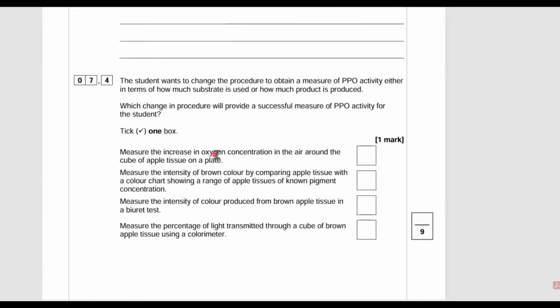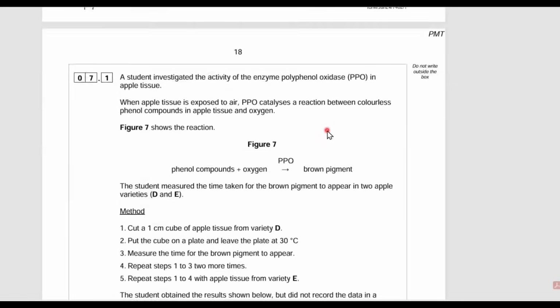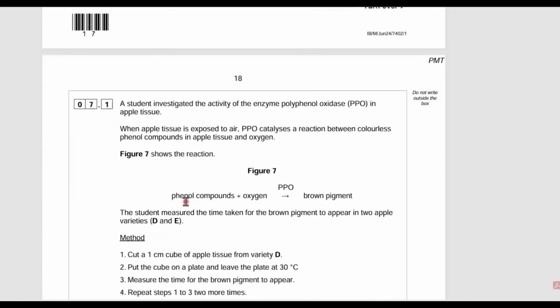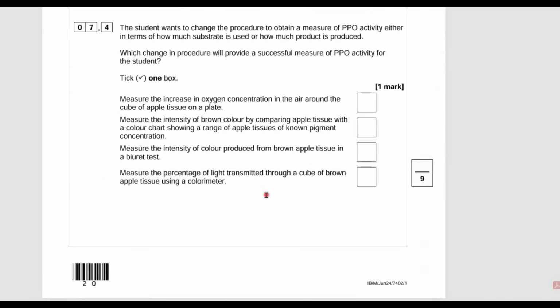Measure the increase in oxygen concentration in the air around the cubes of apple tissue on the plate. Let's go look at the equation. Okay, check this reaction. Phenol compounds react with oxygen in the air. Is the air oxygen going to increase or decrease? Obviously, the oxygen in the air is going to decrease because it's joining with the phenol to make this brown pigment. So we would expect the oxygen in the air to decrease. So measuring an increase in oxygen in the air is going to be the wrong answer. There's going to be no increase in oxygen concentration in the air. It's going to decrease. So that one's wrong.